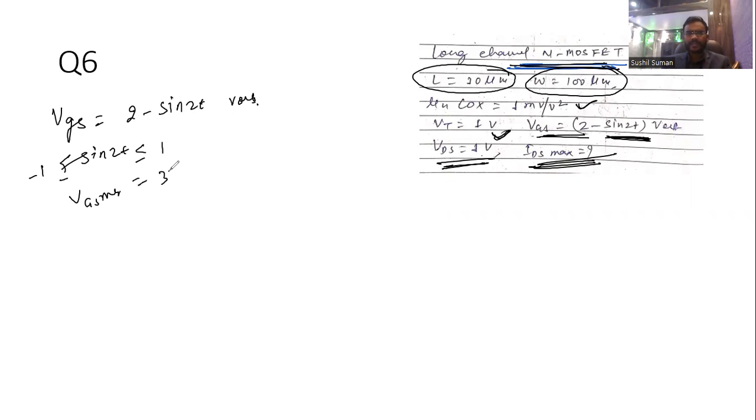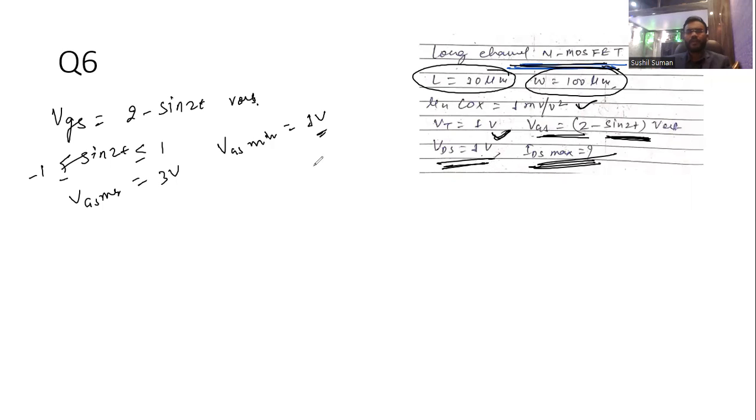My dear students, you are given VGS equal to 2 minus sine 2t volt. Okay. If you draw this equation, sine 2t has a maximum value of what? 1, and the minimum value is minus 1. So when you put this minus 1 value, VGS max becomes what? 3 volt. And VGS minimum becomes what? 1 volt. Now we have to find IDS maximum.